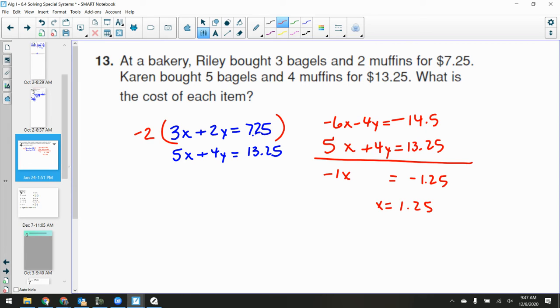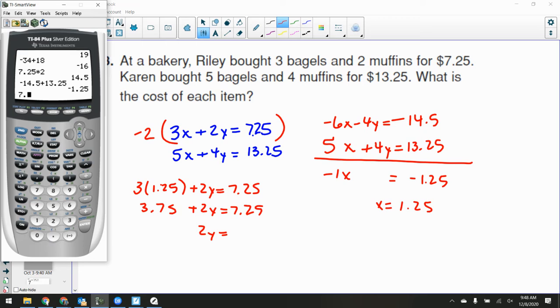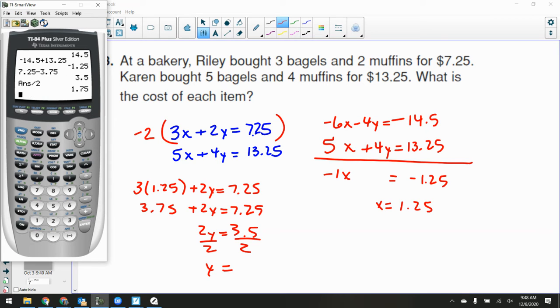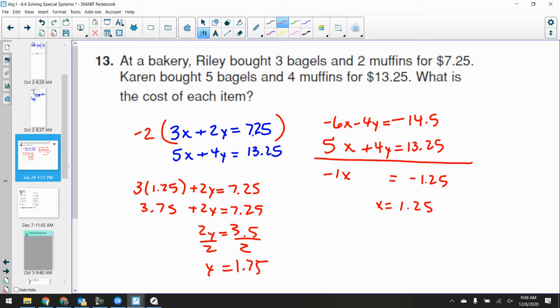I plug that back into my original. 3 times 1 1/4 plus 2y. So 3.75 plus 2y. Okay, so 7.25 minus 3.75 gets me 3.5. And I divide by 2. 1.75. So that means bagels cost $1.25, muffins cost $1.75.